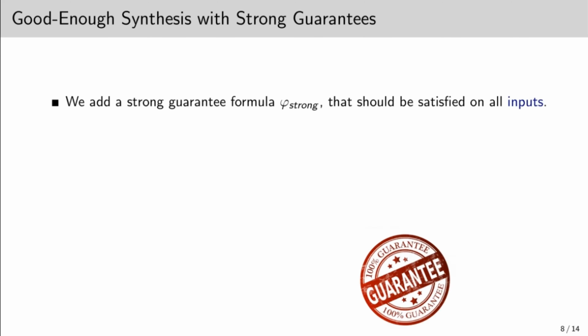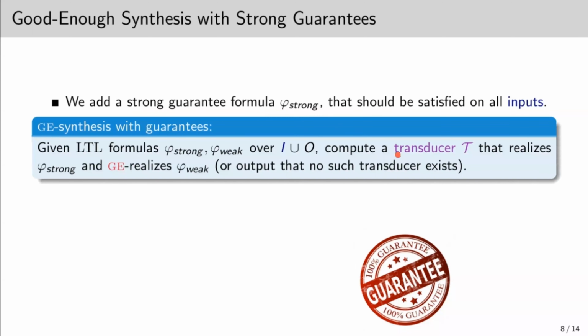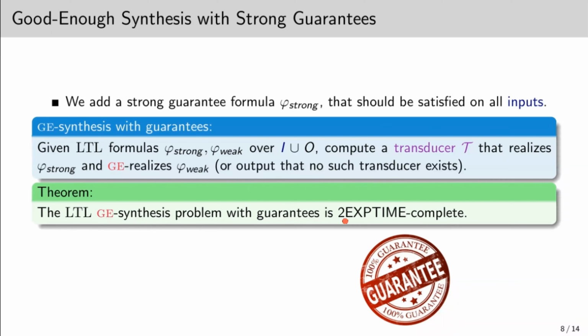We'll start with the strong guarantees setting, where in addition to the formula phi, which we now call phi weak, we are also given another formula, phi strong. The problem is then to find a transducer that realizes phi strong as well as GE realizes phi weak. You can think of phi strong as requirements that have to be met no matter what. For example, the machine should not explode, whereas phi weak should be satisfied if it's at all possible. For example, issue infinitely many grants for requests as long as infinitely many requests are given. We show that this problem is also 2x time complete. The proof is by appropriate modifications of the automata construction we showed earlier.